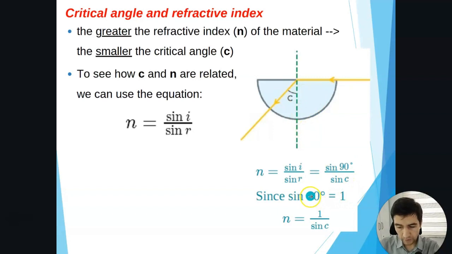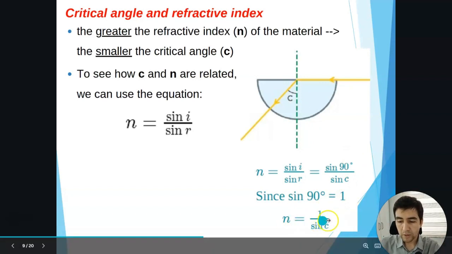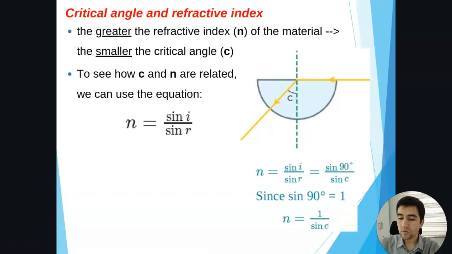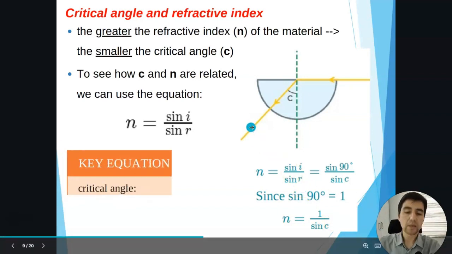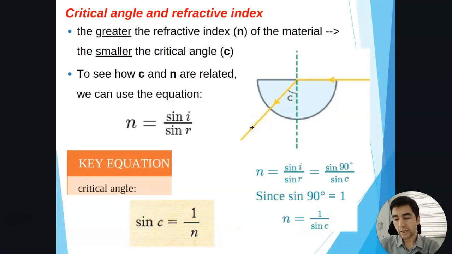And we know that sine 90 is just 1, right? And then put the values back. n would be equal to 1 over sine C. Rewrite it and you get the key equation here: sine of the critical angle would be 1 over n. This is our next key equation for this chapter.